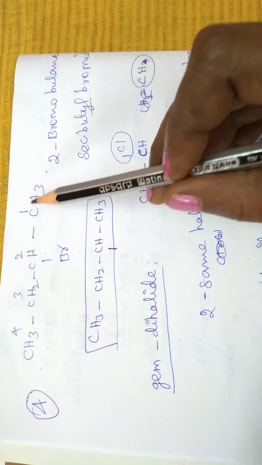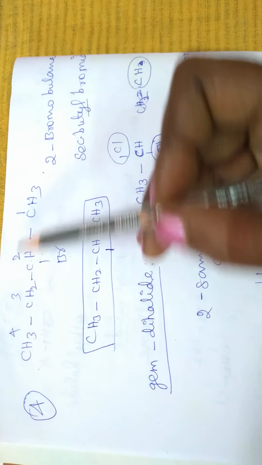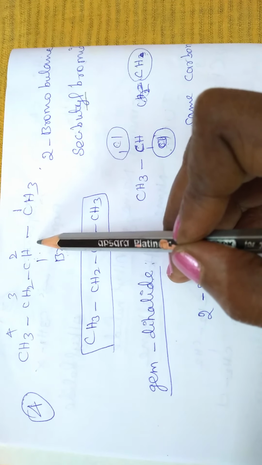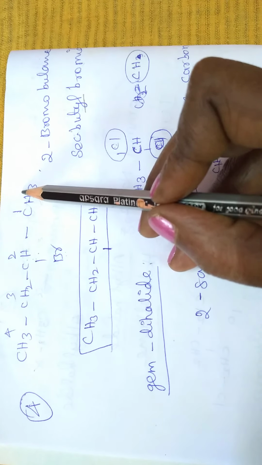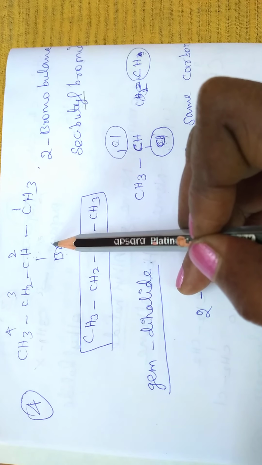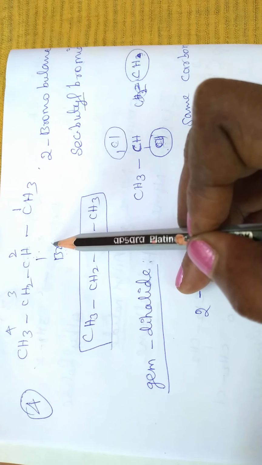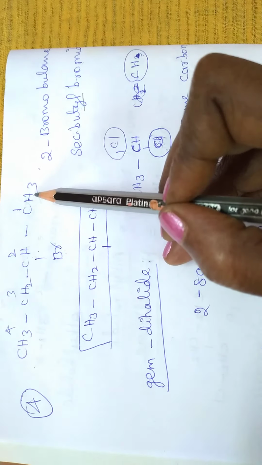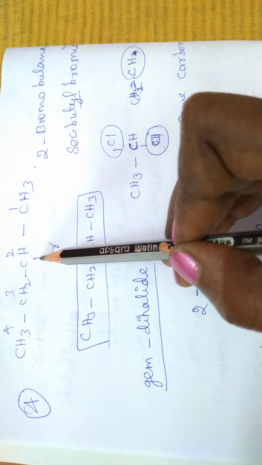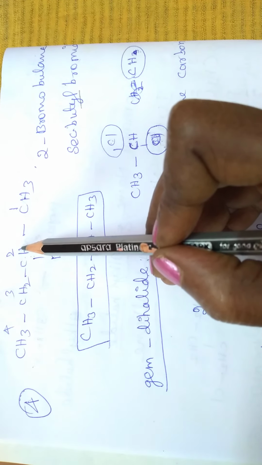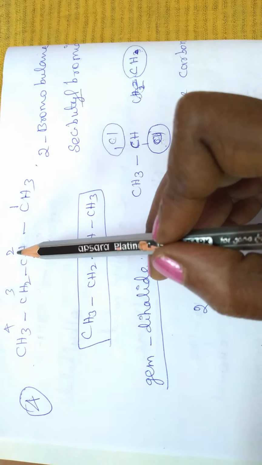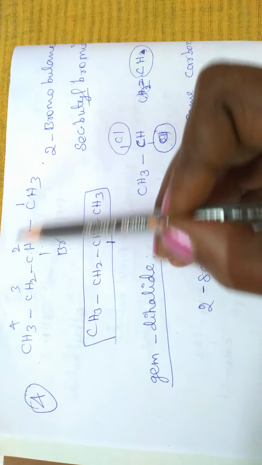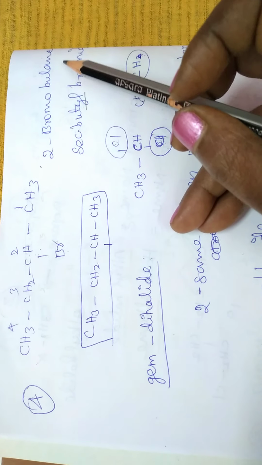What is the IUPAC name? 1, 2, 3, 4. I am not giving the numbering from this side, because here 3 is the largest number, but from right to left the functional group should get the lowest number. That's the rule. The IUPAC rule is that the functional group should get the lowest number. Left to right, the bromide gets third position, but right to left, the bromide gets second position. So we consider the second position. So 2 bromo, 1, 2, 3, 4.